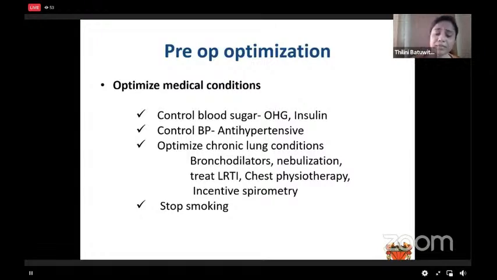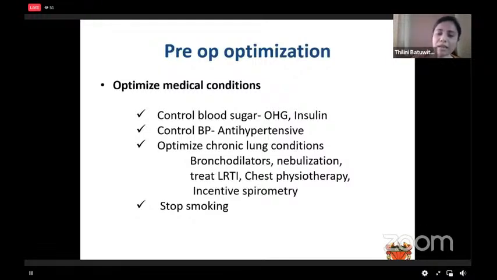For example, if the patient has diabetes or hypertension and is on drugs, you may have to alter or change the drug therapy to optimize the management. Or if the patient is newly diagnosed with diabetes, hypertension, or ischemic heart disease, then again you have to start drugs and do a medical referral, or optimize before surgery.